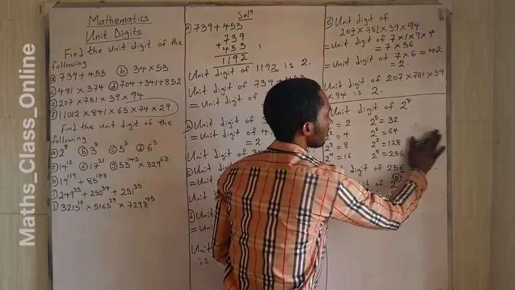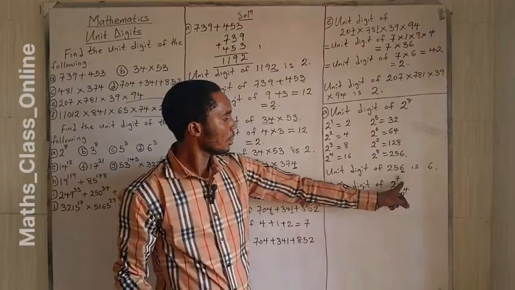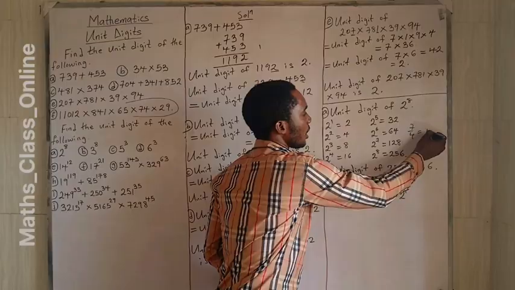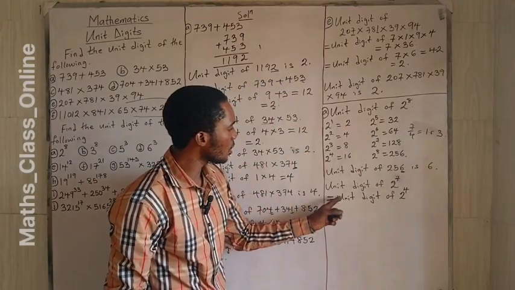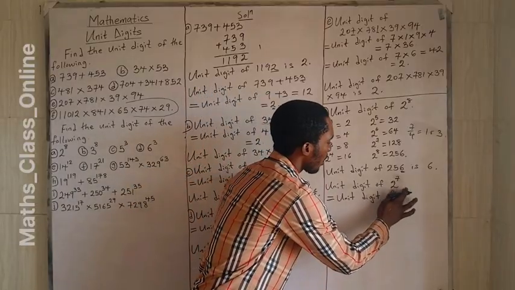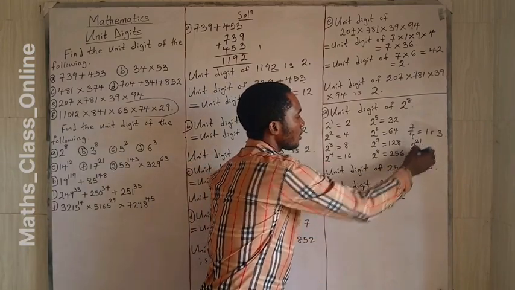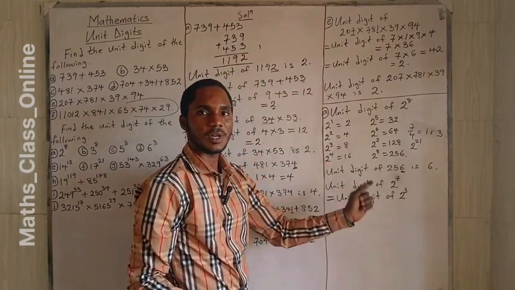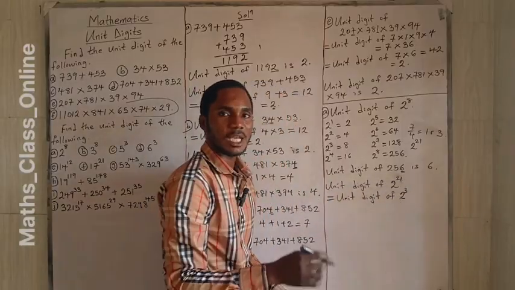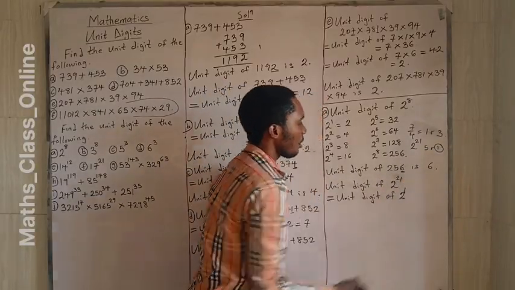Let's take for example, we have 2 raised to the power of 7. 7 divided by 4, that is 1 remainder 3. We are going to write that the unit digit of 2 raised to the power of 7 is the same as the unit digit of 2 raised to the power of 3, the remainder that we have here. If we have 2 raised to the power of 21, 21 divided by 4, that is 5 remainder 1. The unit digit of 2 raised to the power of 21 will be the same as the unit digit of 2 raised to the power of 1, the remainder.